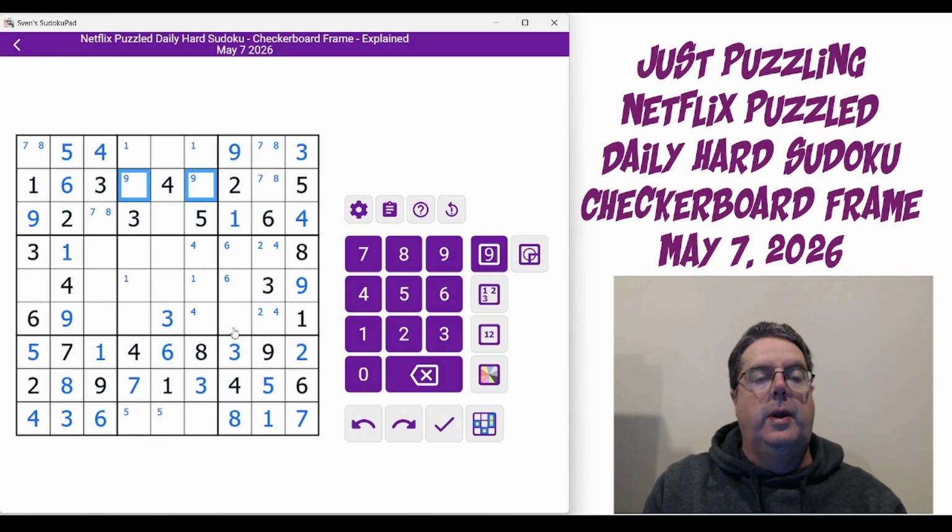4's there, 4's there, 2, 4. Okay, 5's there, 5's there. There's the 5. 5 could be in all of these. 3, that rain's pretty heavy. It's good. We haven't had a lot of rain here in recent times.